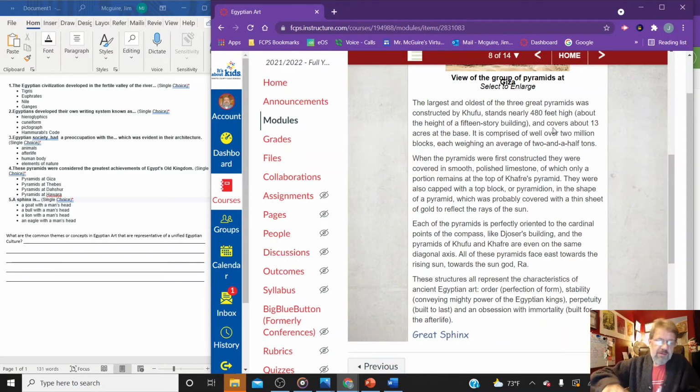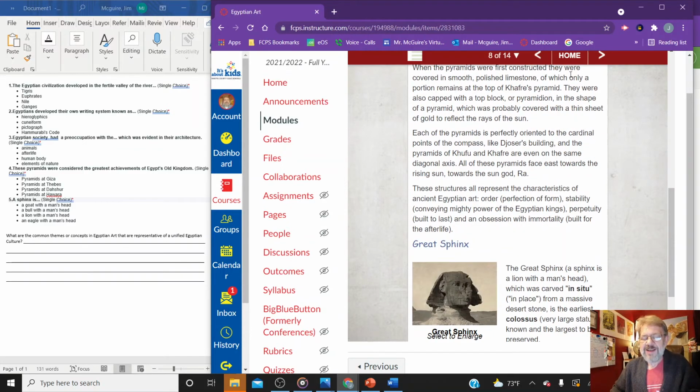Again, right there, that one paragraph right above Sphinx is the summation, really, of what you want to look for and put into that open response there.